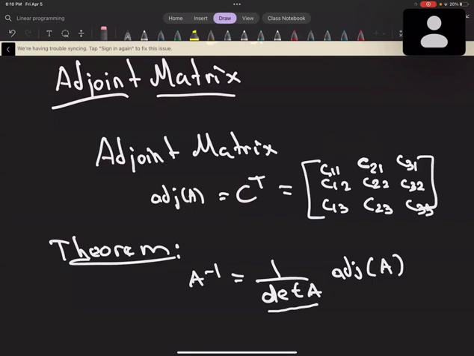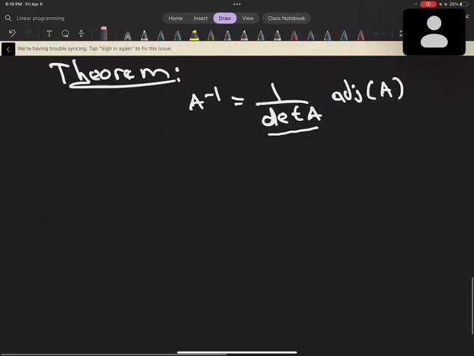Okay, for clarity. So let's test if this theorem is true or not. I mean, it's possible to prove it, but maybe next week it will be nice to show you a proof of this. For today, let's test it with an example that we are very familiar with.